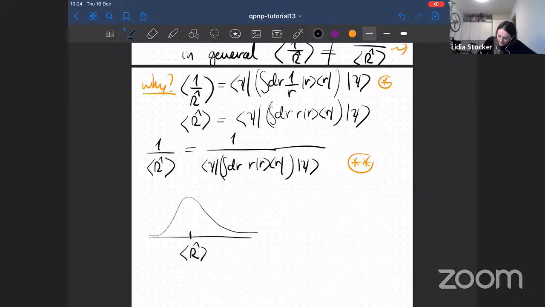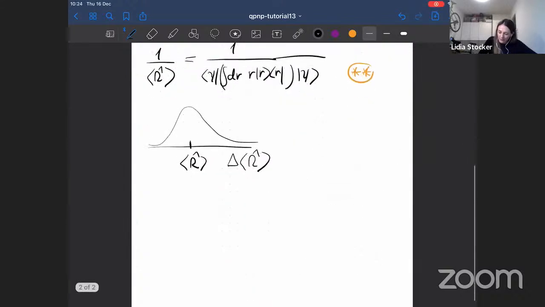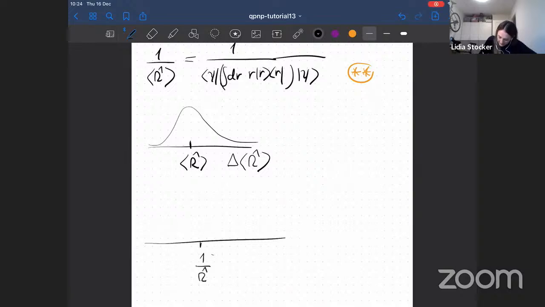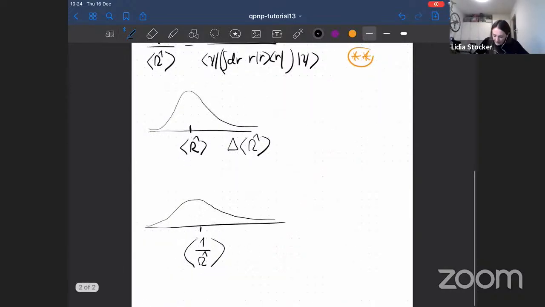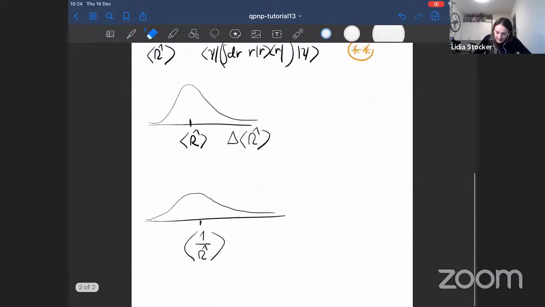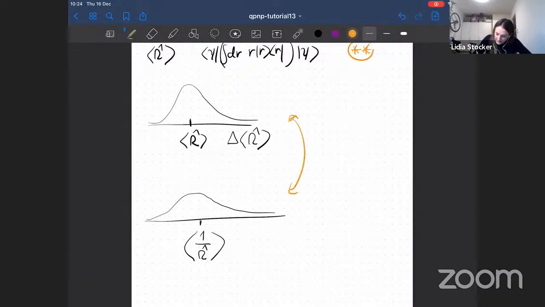We calculated the variance of an operator. The same will be for the expectation value of 1 over R. So if my 1 over R is here, I calculate this expectation value. This will have some broadening, okay? The particle has a probability of being in a region around, and the highest probability is at 1 over R, exactly this value here. So here is a bit of an intuitive explanation why this in general is not valid.